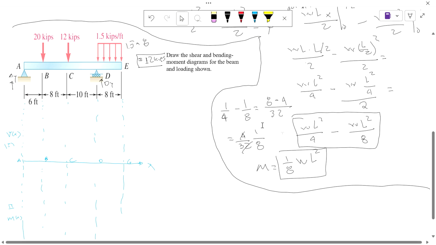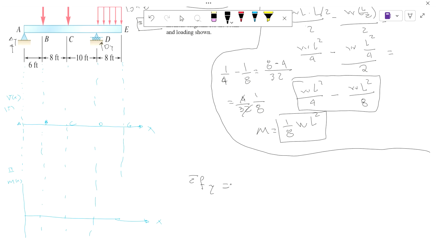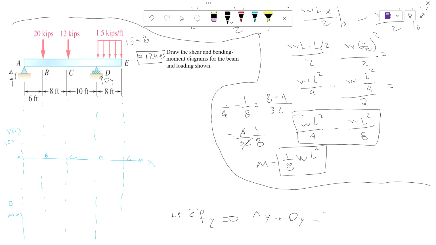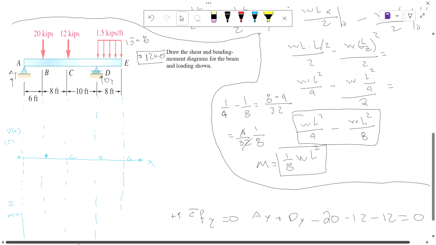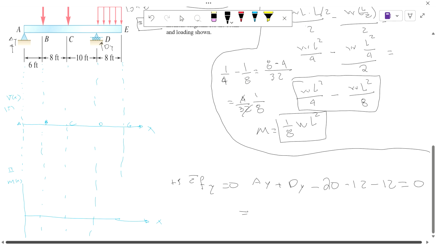Alright, so if we do summation of forces, we get summation of forces in y equals 0, positive that way. We have AY plus DY minus 20 kilopounds minus 12 kilopounds minus 1.5 times 12 minus 12 equals 0. So we have one equation, two unknowns. There's not much we can do there, only we can just simplify a little. AY plus DY is equal to 20 plus 24, which is 44 kilopounds.